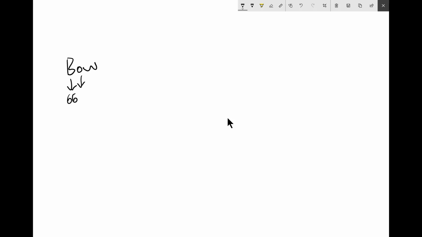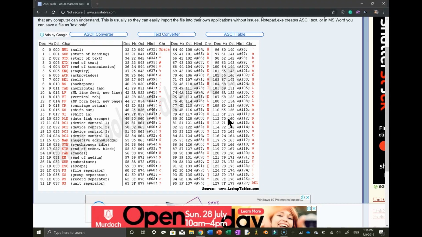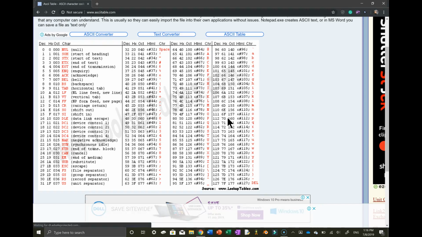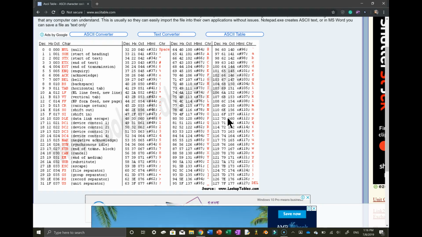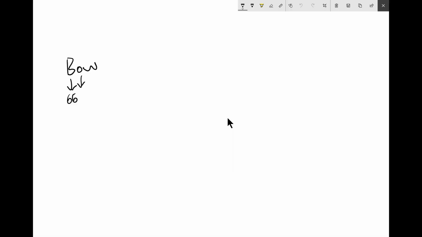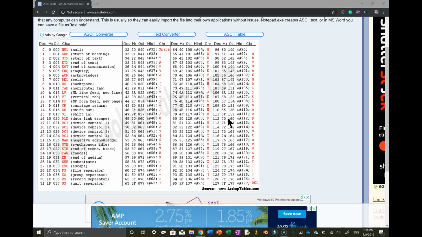O, we'll have to refer back to the chart for that. If we look at O, which is lowercase, we have 111. Oh, whoops, we're not doing cool, are we? And our W is, let's have a look, 119. So now that we know the ASCII codes for bow, we just have to convert these into binary.